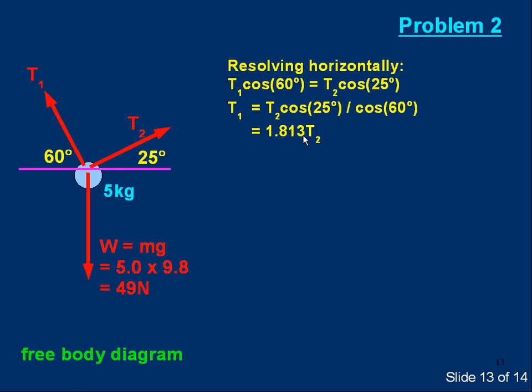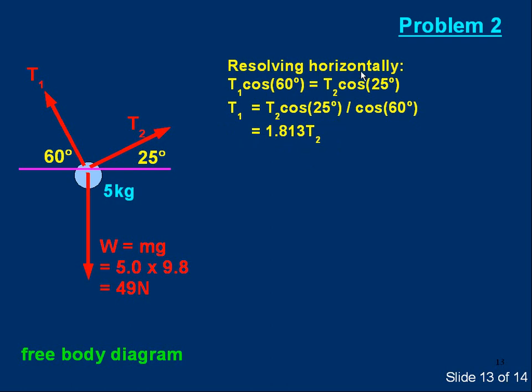Notice I'm working to about 3 or 4 significant figures as I work through. I want the final answer to be 2 significant figures probably, so I need to work to 3 or 4 significant figures for the intermediate steps to minimize rounding errors during working. So I've got an equation for T1 in terms of T2 by resolving horizontally, looking at the horizontal components.